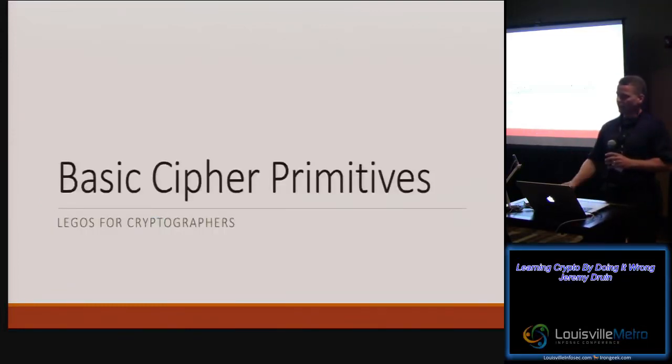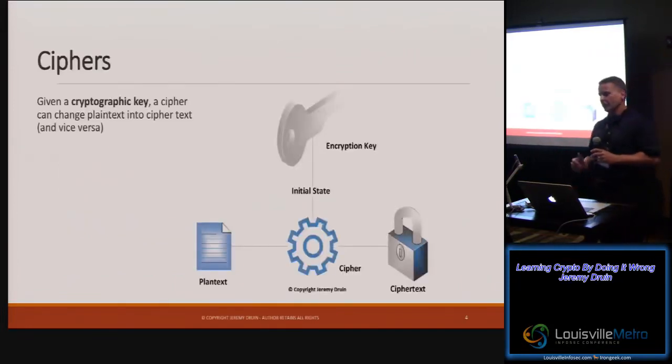So to start with, we'll look at a couple of basic cipher primitives. So we have a cipher, and what it's going to do is take some kind of what we call plain text. That's the unencrypted information. We're going to run that through the cipher machine, and it's going to generate ciphertext, which is the encrypted text that supposedly is unreadable.